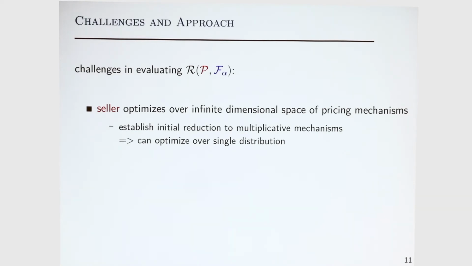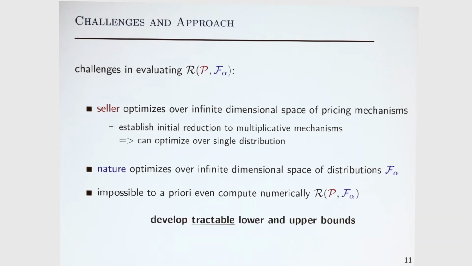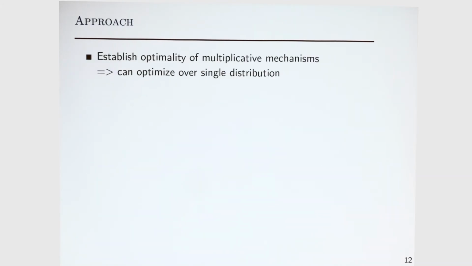Then, given this reduction, we go to nature's problem, which is the infimum. Even that one alone is not tractable, because nature is also optimizing over a non-convex set of distributions, and also infinite dimensional. So how do we deal with that? It's not even clear how one would approach this numerically. In the next slides and few minutes, I will try to give you a high level view. I don't think I will have time to go into the details of the proofs. So how do we develop the tractable approach?